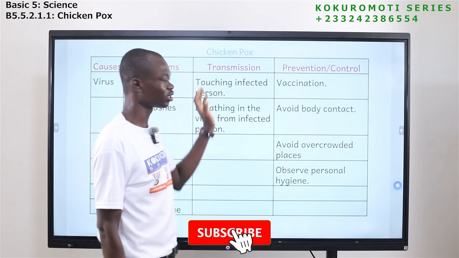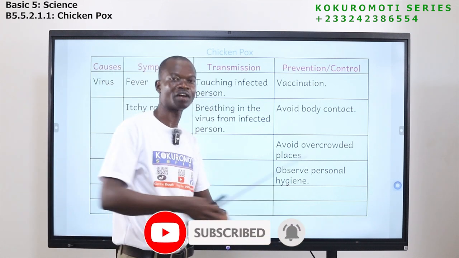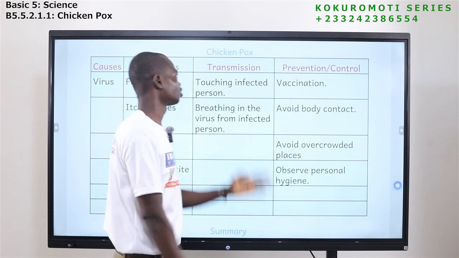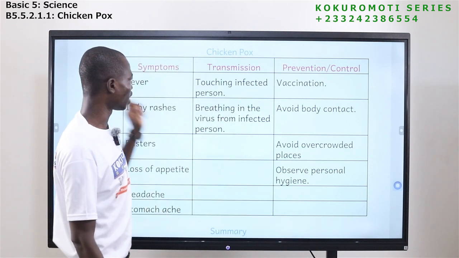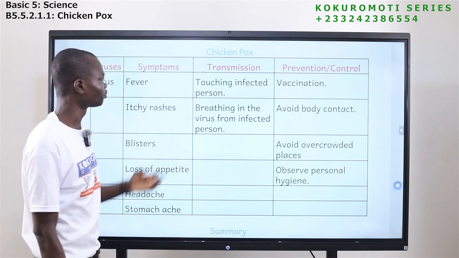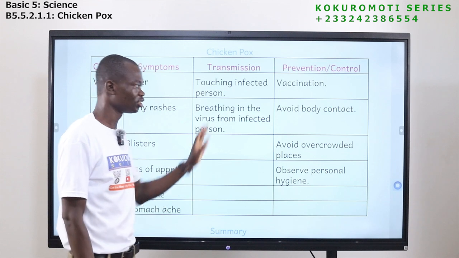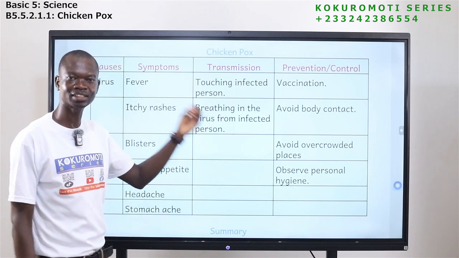Now, how it can move or transmit from one person to another one. So that is transmission. 1. Touching an infected person, it can spread that. 2. Breathing in the virus from an infected person. So touching and breathing in.